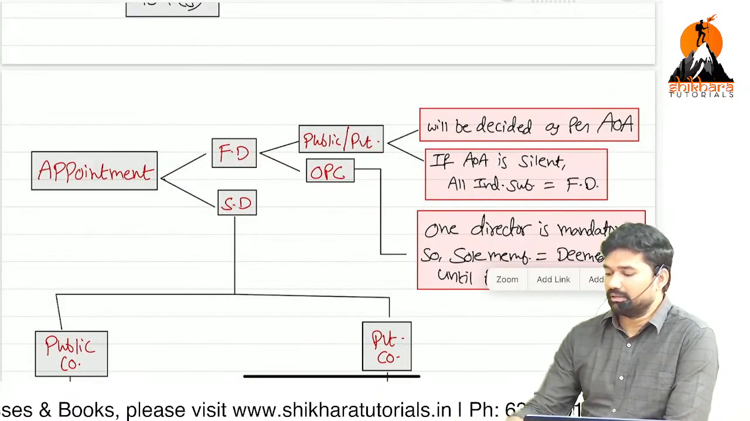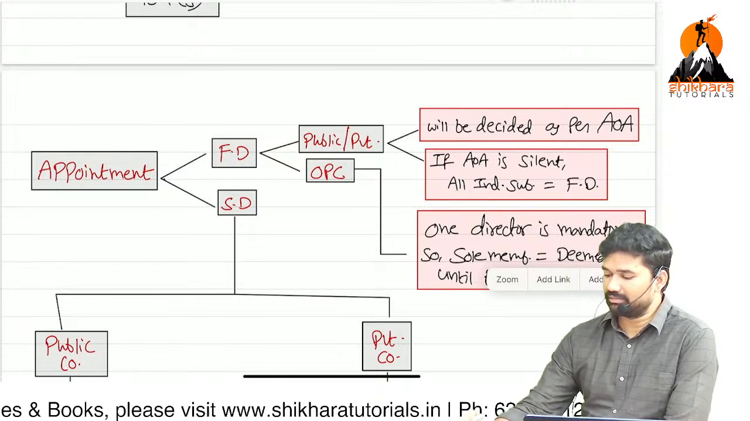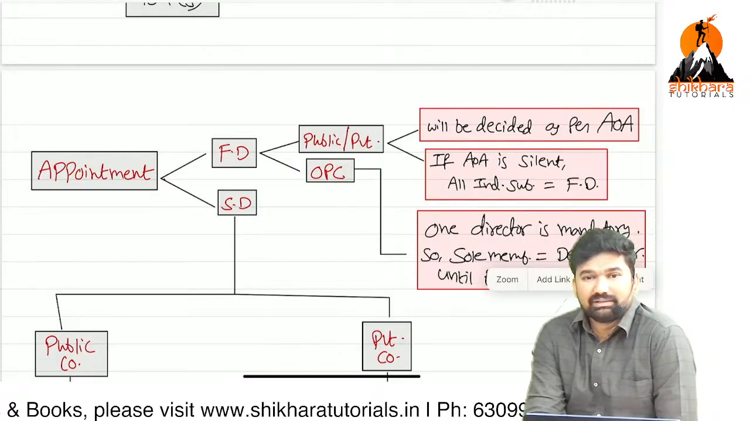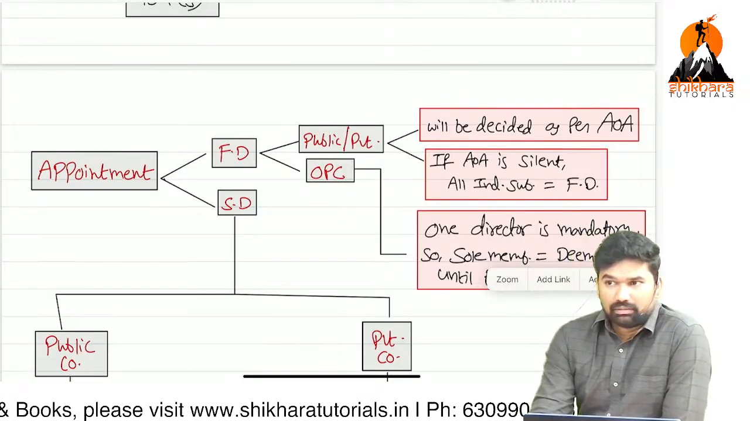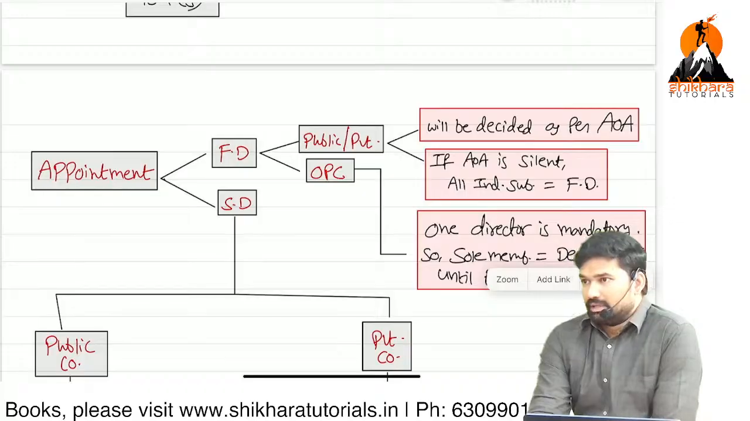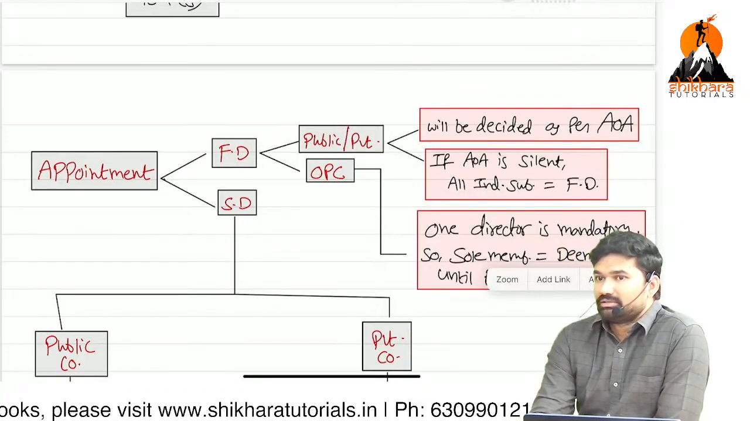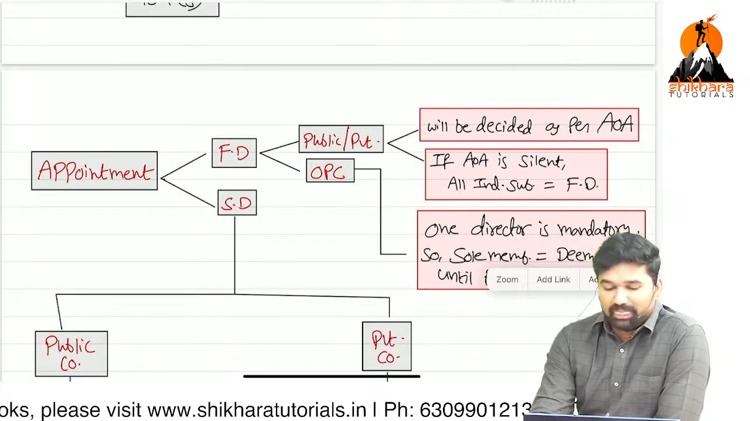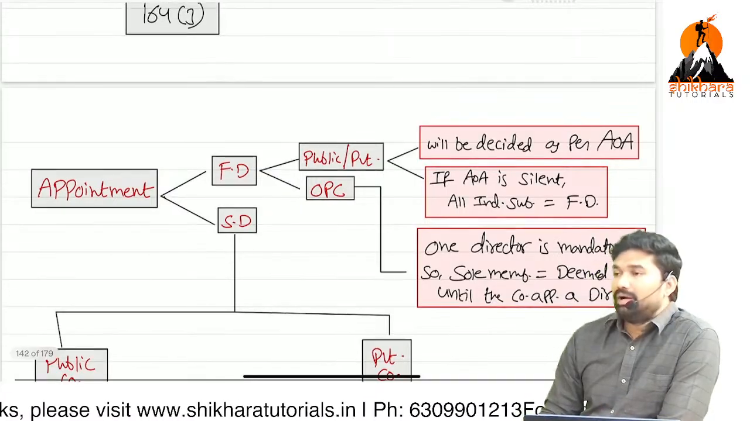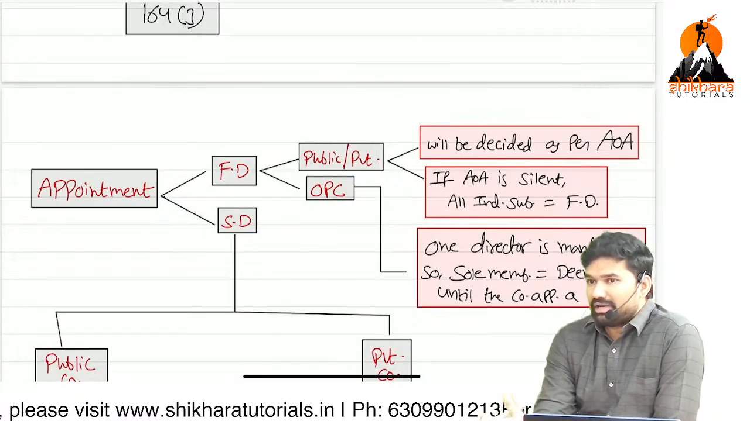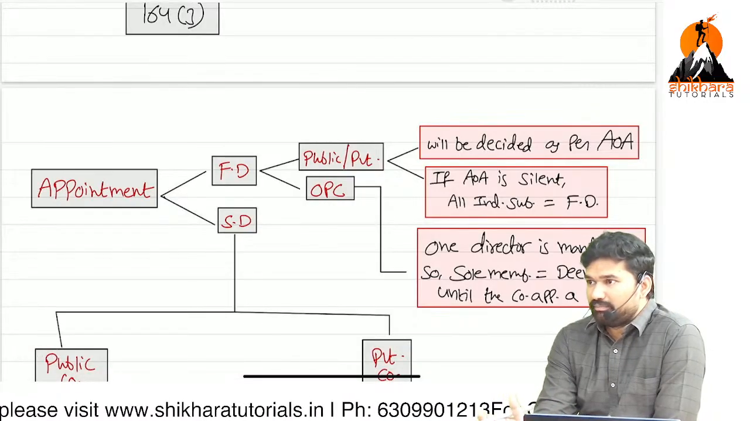Appointment, reappointment, rotation. Bidding. Didn't complete it? Director identification number. How many digits? 8. Okay. Next one. So, in case of appointment, first directors, subsequent directors, discussion completed.